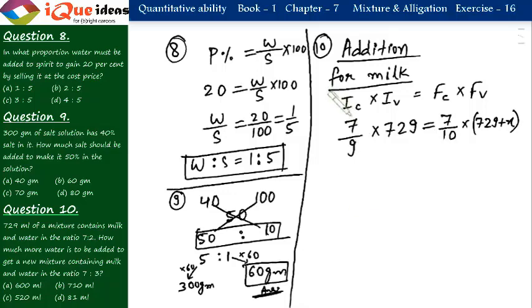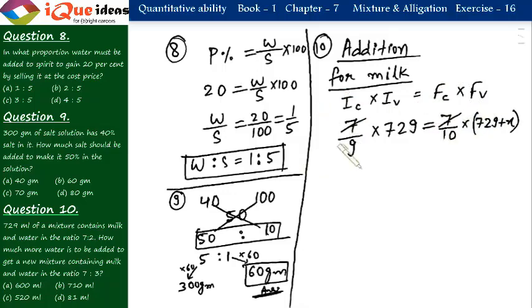I'll repeat, concentration is the component divided by total. Now the ratio of milk and water initially is 7:2. So concentration of milk will be 7 by total 7 plus 2, that is 9, into initial volume 729 milliliters. In the final situation, the ratio of milk and water is 7:3. So concentration of milk in the final situation will be 7 divided by total 7 plus 3, that is 10, into the total volume in the final situation, which will be the original 729 milliliter plus x milliliter of water that we are adding. So our answer will be x.